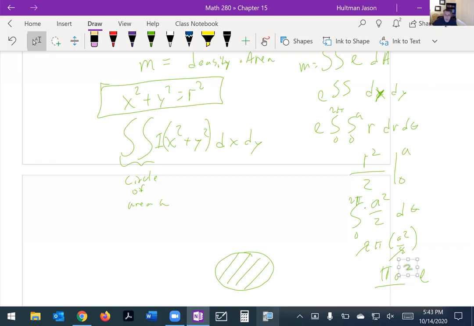I'm glad you guys are taking this class synchronously. I couldn't imagine taking this class asynchronously, just trying to teach myself this stuff. That would be really difficult.